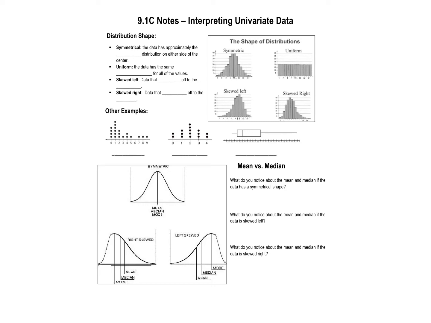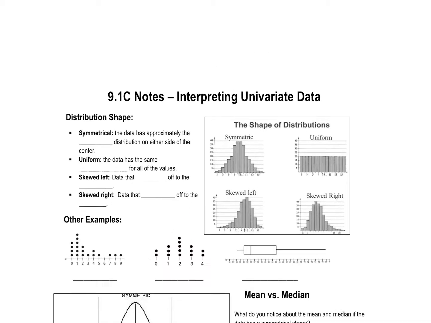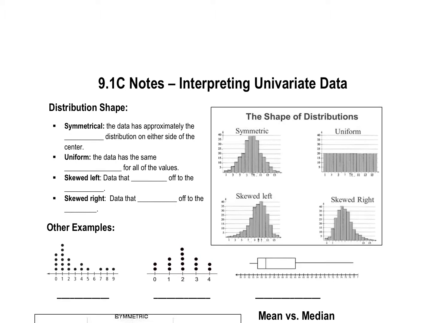This is the video notes for 9.1c, Interpreting Univariate Data. We start off these notes by describing the distribution shape. There are 4 different shapes that you can have when you're talking about statistical data.